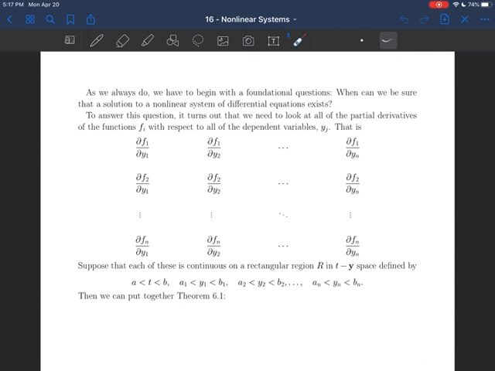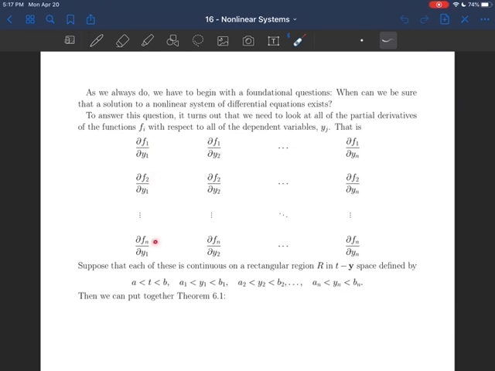Great. So now what can we do with this? The first question we always have to ask is, when can we be sure that unique solutions exist for a system like this? Because those functions can be pretty wild. We haven't put a lot of restrictions on them. Just saying that they don't have to be linear means they could be potentially anything. And that's a little bit scary.